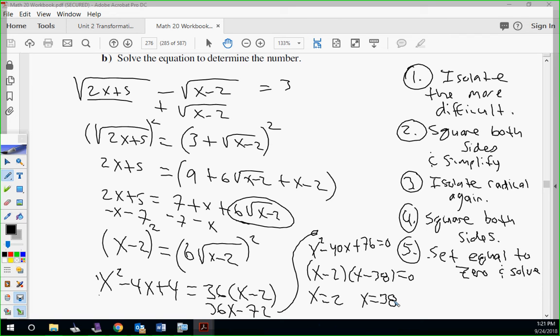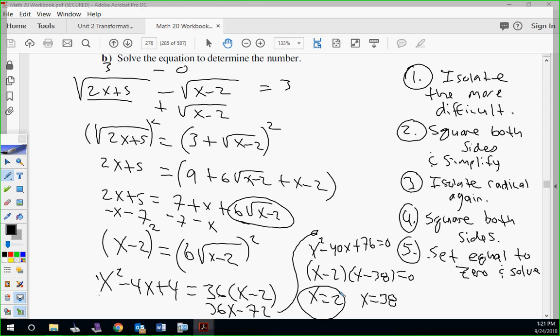This part, yeah, because it's what makes this 0. A positive 2 makes a negative 2 zero. A positive 38 makes a negative 38 zero. Okay, good question. So let's try it here. If we go up here to the 2, let's plug a 2 in. 2 times 2 is 4, plus 5 is 9, square root of 9 is 3. 2 minus 2 is 0. Is 3 minus 0 3? Yes, that one's good.